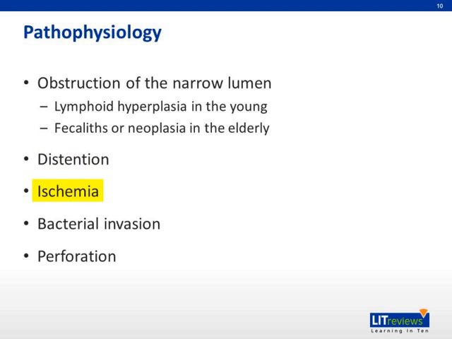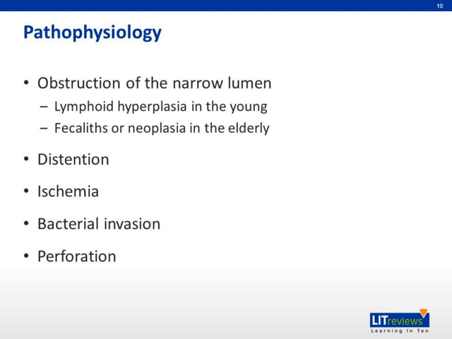As the pressure continues to increase, small blood vessels are occluded. This causes the appendix to initially become ischemic and then necrotic. The ischemia also renders the appendix susceptible to bacterial invasion by normal gut flora. Common organisms involved in appendicitis include E. coli, Peptostreptococcus, Bacteroides, and Pseudomonas.